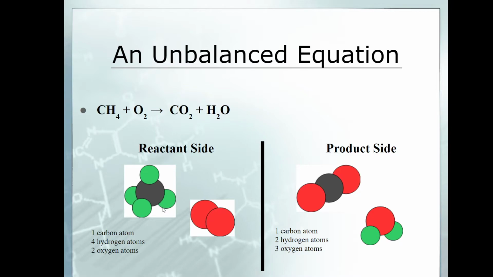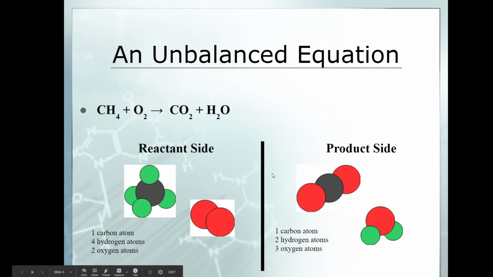If we were to look at the individual atoms of each element in this reaction, we would have 1 carbon atom on the left on our reactants, that's this big gray one in the middle, 4 hydrogens, all part of this CH4 molecule, and 2 oxygens in our O2. That's what we have on the reactant side. On the product side, we've got 1 carbon, so that's fine, the same on either side. But over here, we only have 2 hydrogens, and we have 1, 2, 3 of these red oxygen atoms.